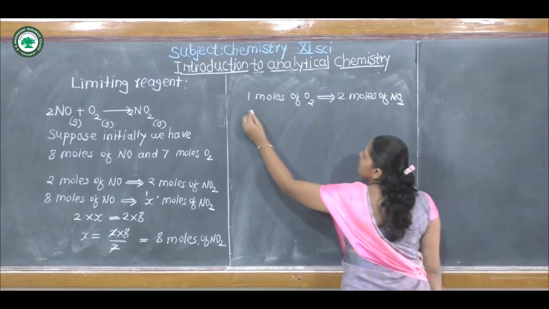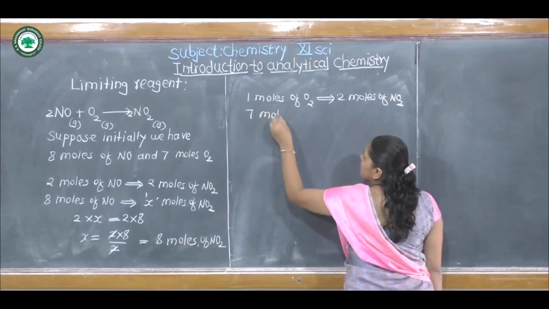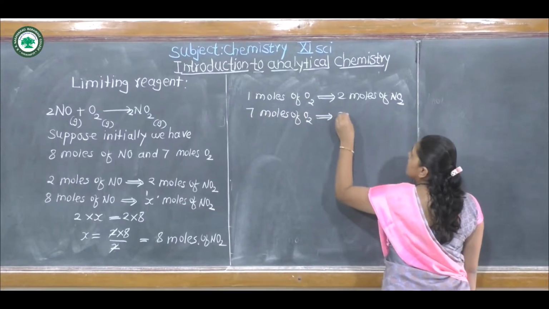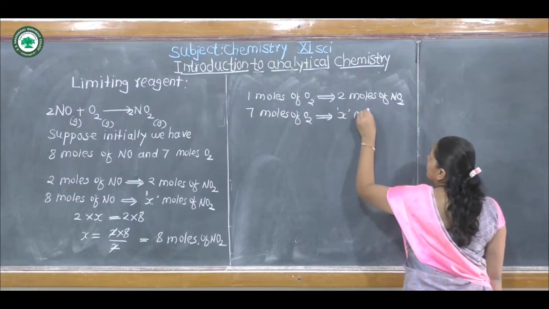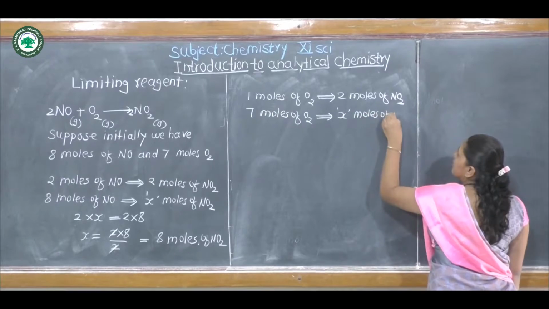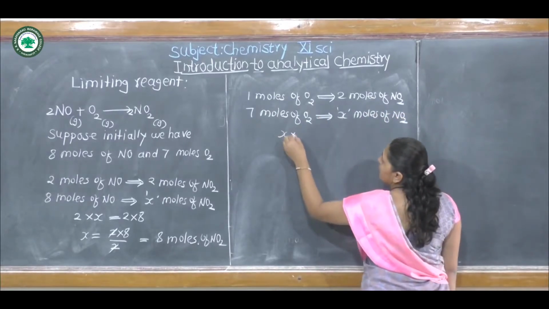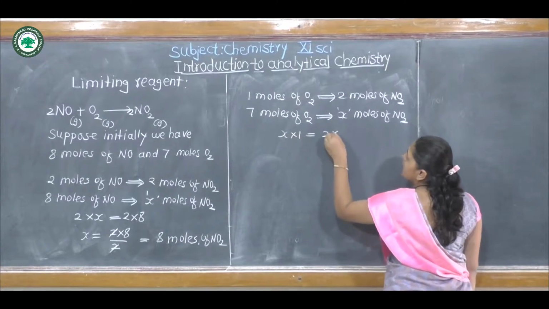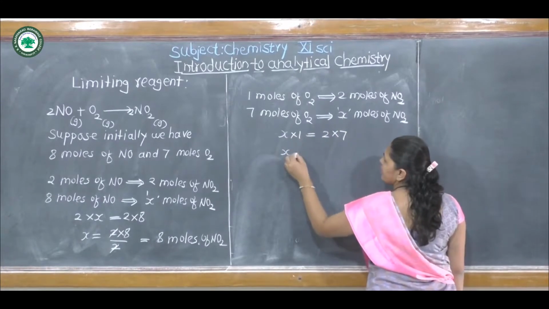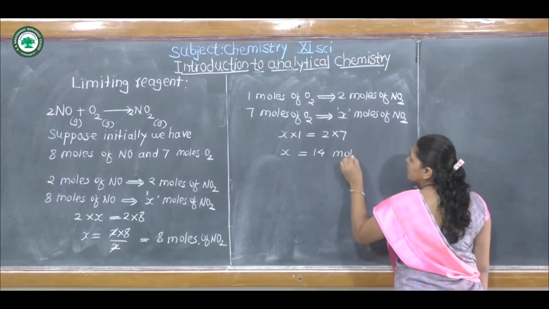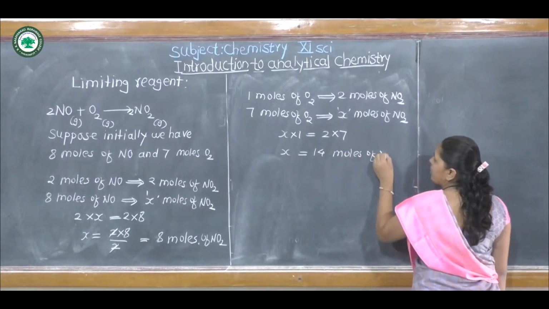Hence 7 moles of oxygen for x moles of NO2. Then by cross multiplication, x multiplied by 1 is equal to 2 multiplied by 7. Therefore x is equal to 14 moles of NO2.